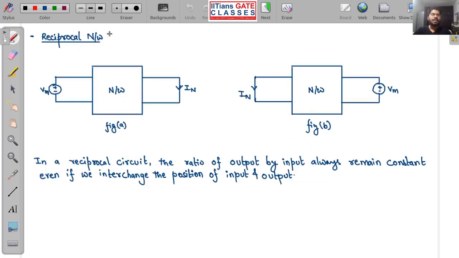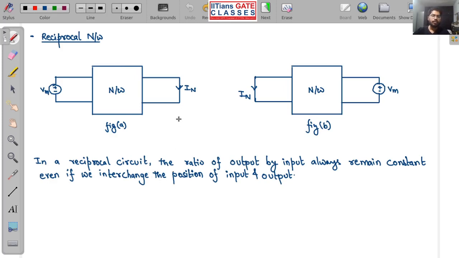Now what do we mean by a reciprocal network? In a reciprocal network, if we interchange the position of input and output, the ratio remains the same before and after changing. So the next thing is the reciprocal network. What we mean by a reciprocal network is, in a circuit, if we interchange the position of input and output, and the ratio remains the same before and after changing, then it is my reciprocal network.